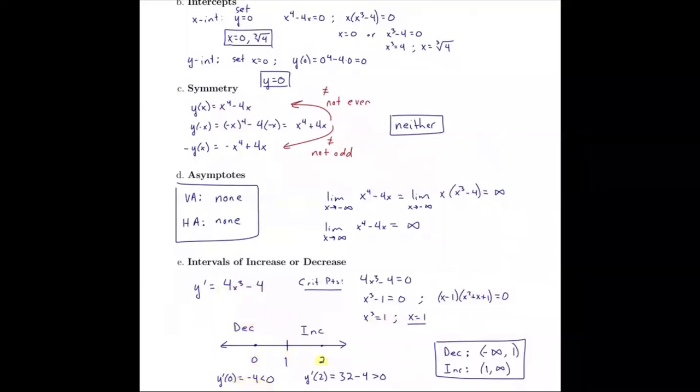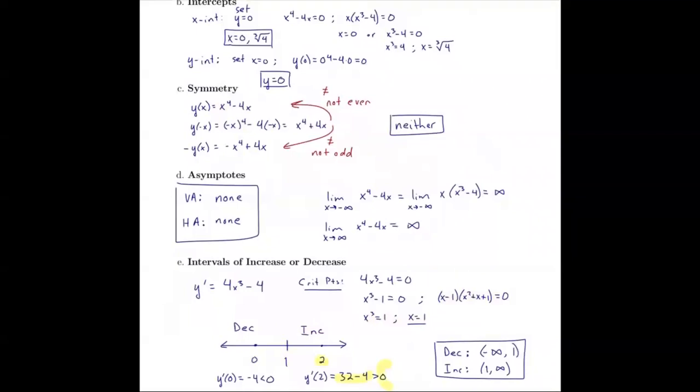As for my test value of 2, y prime of 2, I plug 2 into this function. 4 times 2 cubed is 4 times 8. 32 minus 4 is, well, whatever it is, it's positive. That's all that really matters to me. So I must be increasing on this interval.